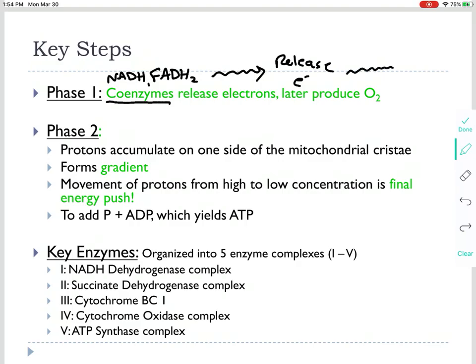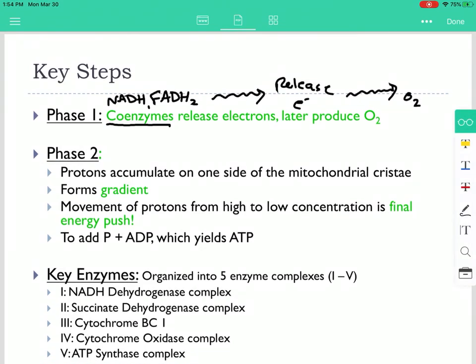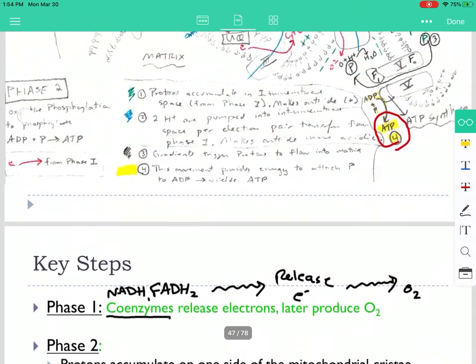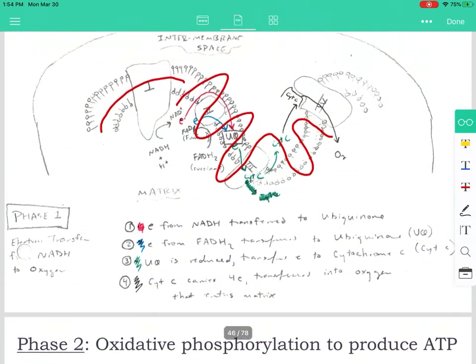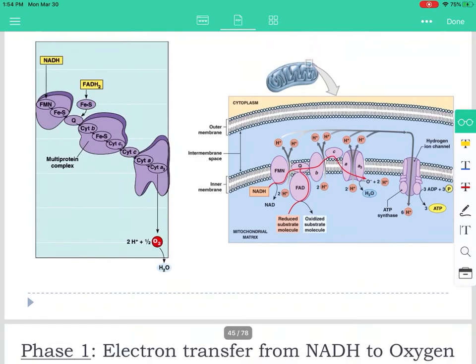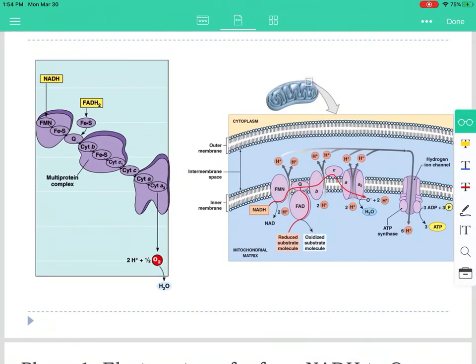Eventually, we want these coenzymes to release the electrons. And after that happens, through some other wonderful chemical reactions, we produce oxygen. So we're going to break it down. That's going to be our first phase of the electron transport chain.